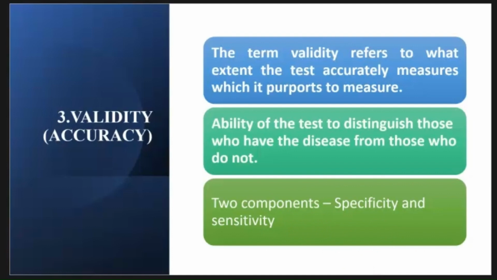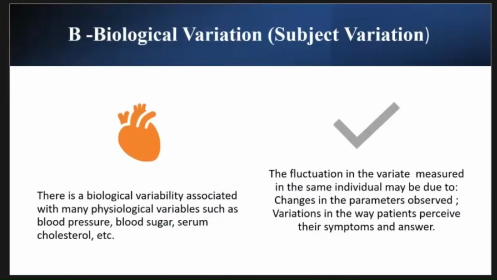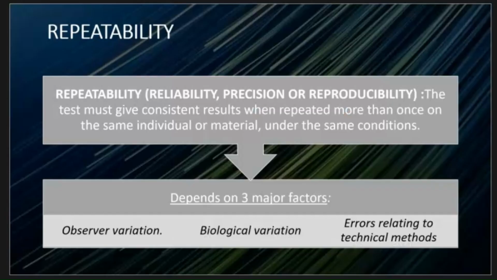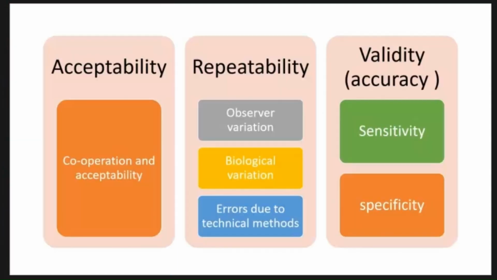Before going ahead, I want to just summarize what we have read till now under the test category. Under the test category, we have three things. One is acceptability: the test should be acceptable, the person should be able to cooperate, it should not be embarrassing, and it should be safe. Under repeatability, we have three kinds of variation.